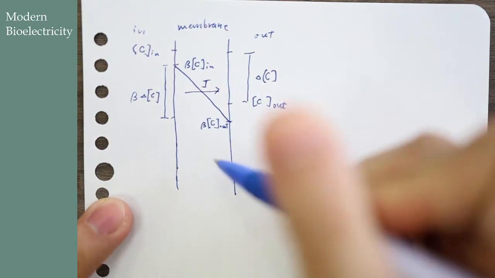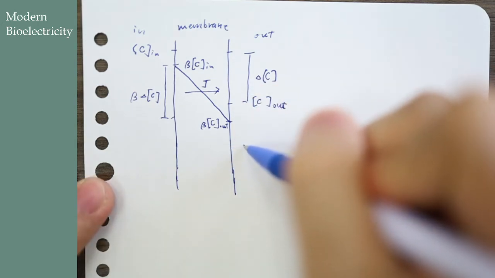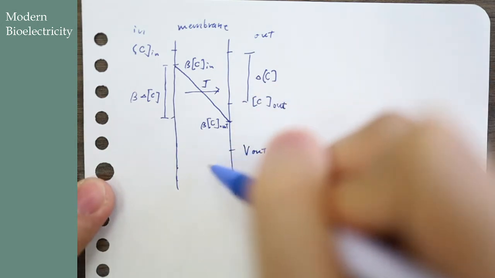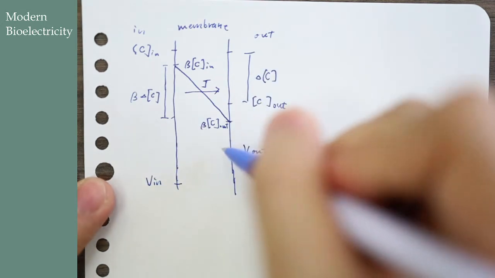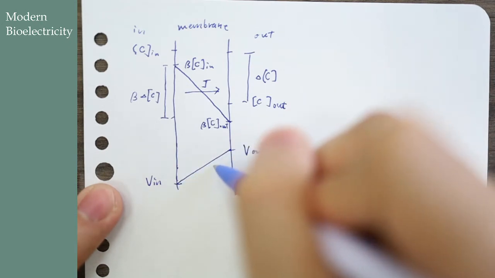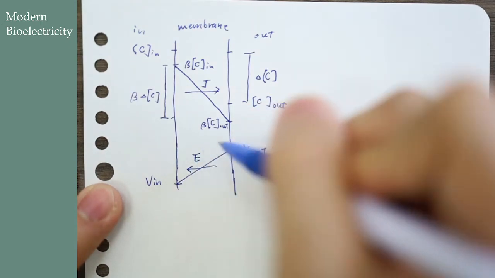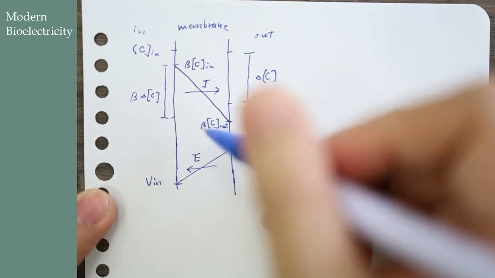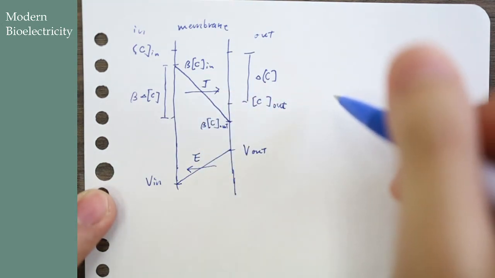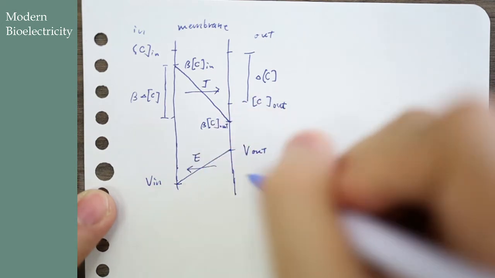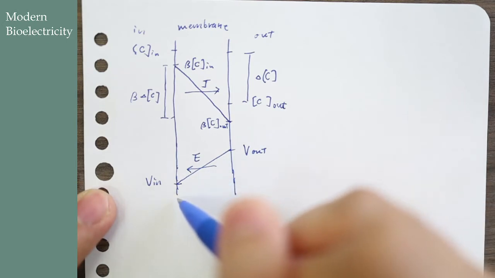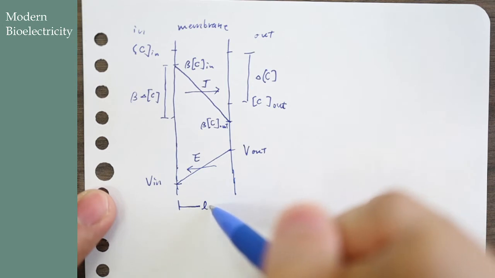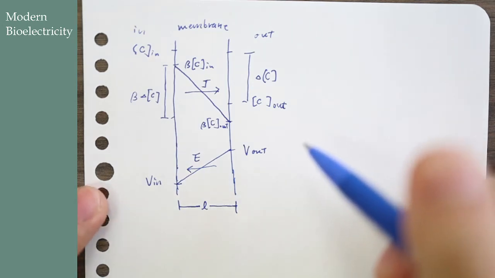And then we have the electrical gradient, which is the voltage outside the membrane, and we have the voltage inside the membrane. And this gradient is in the other direction. So this is the other electrical gradient. Another thing we need to know, we need to assume that the thickness of the membrane is L. The thickness of the membrane is L.